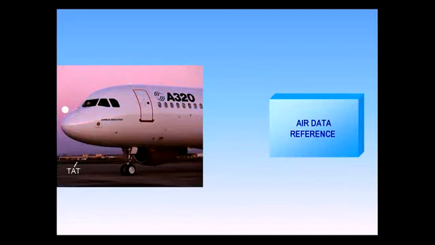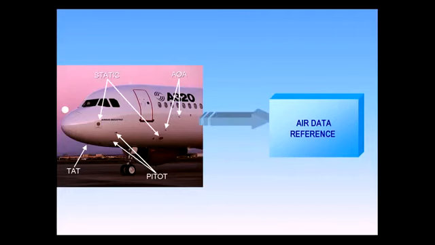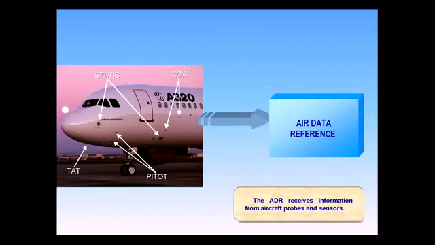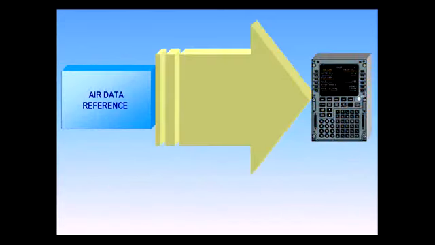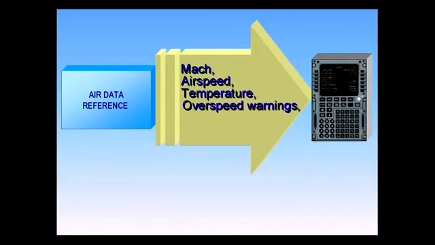The ADR receives information from aircraft probes and sensors. The ADR part provides various air data to the flight management and guidance computers, FMGCs, and other users. The air data provided include Mach, airspeed, temperature, overspeed warnings, barometric altitude, and angle of attack.